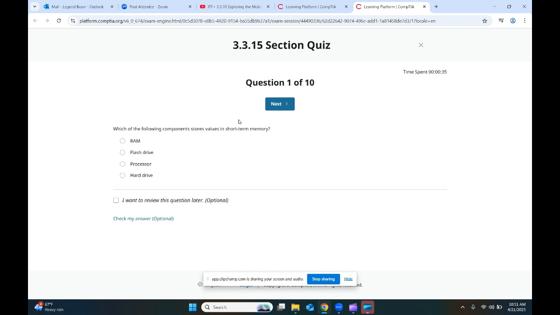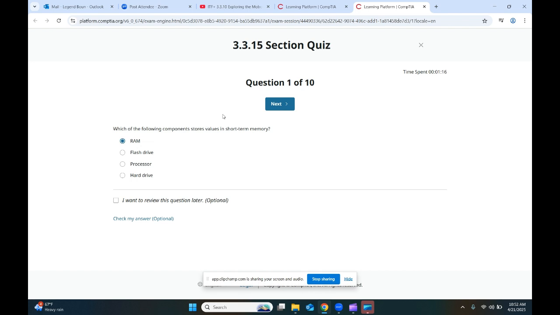answer the questions. So, which of the following components stores values in short-term memory? Well, short-term memory meaning when you turn the power off, does it stay there? So we know it's not a hard drive. Processor doesn't necessarily store information. And then flash drives, they do store information, but it is a long-term storage kind of thing, even though you shouldn't be using it to save like sensitive, like the last photos of your grandma or anything like that.